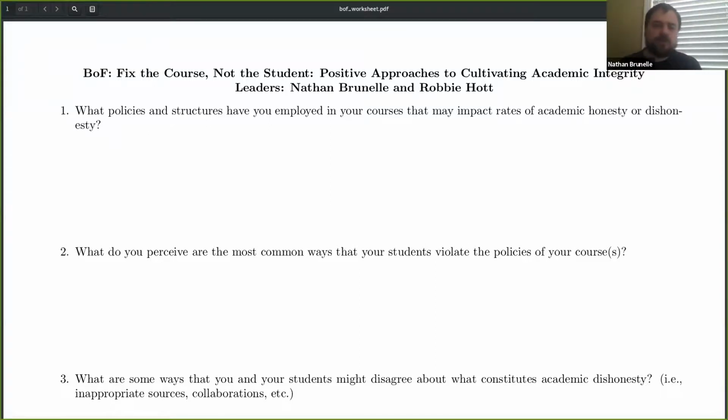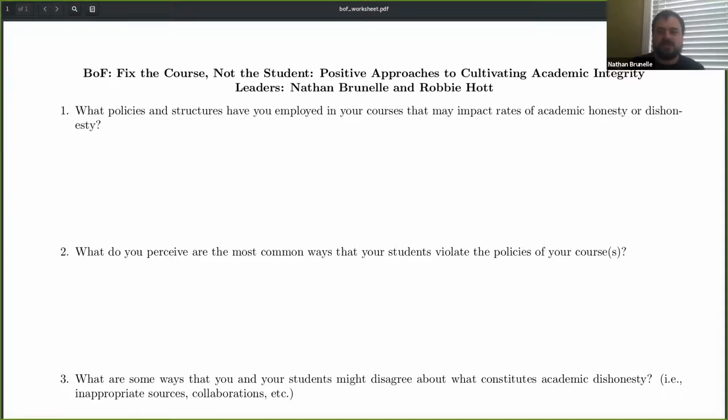So we've got a few questions on this worksheet. We encourage you to take this worksheet and do it on your own, and then also have your colleagues do it, your TAs do it, and your students do it, and see if you can use that to actually start a productive conversation about different people's perspectives and different strategies for how to address those.